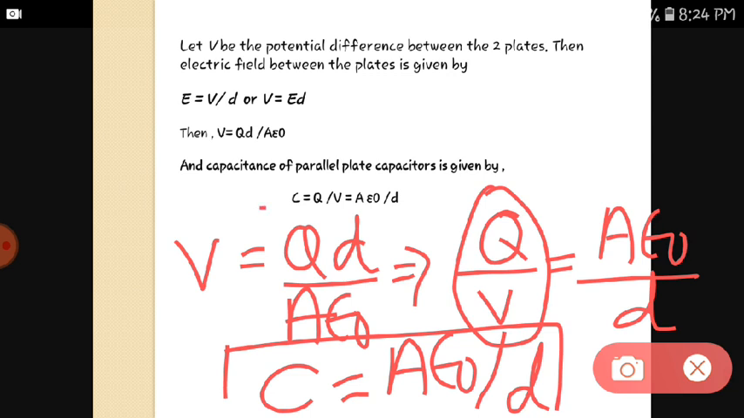Or, by another method, you can put the value over here in C is equal to Q by V. The value for V is nothing but this. So you can put that value over there, or you can shuffle the equation and write directly the value for capacitance.